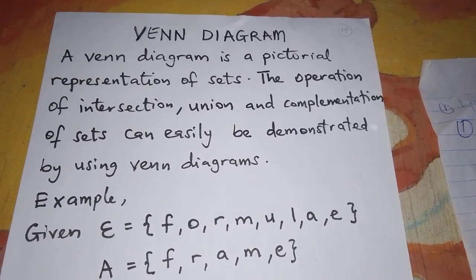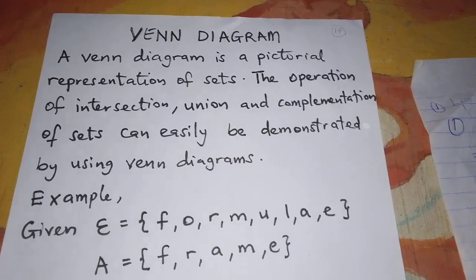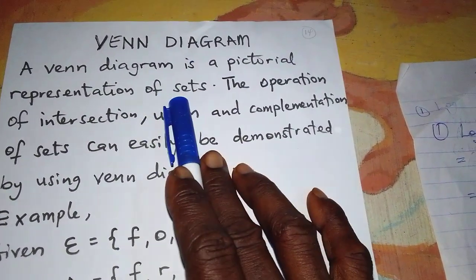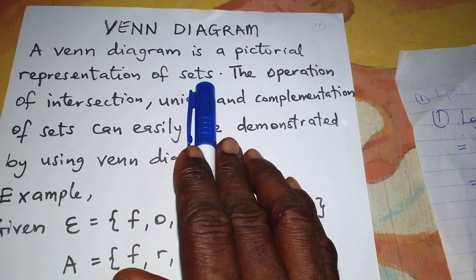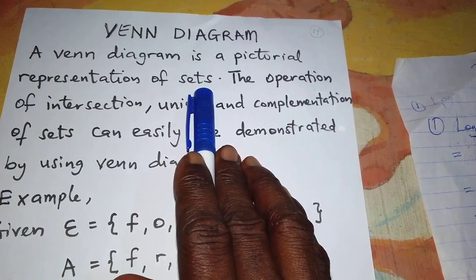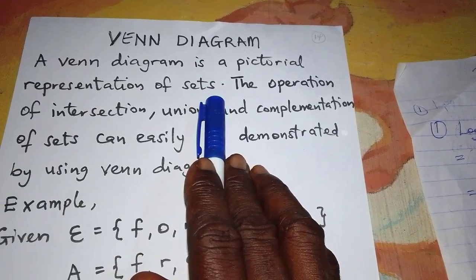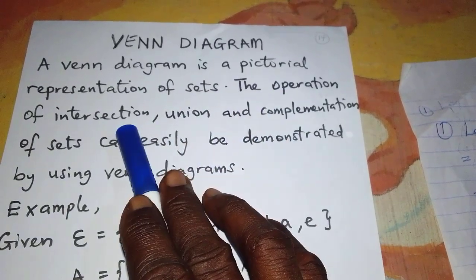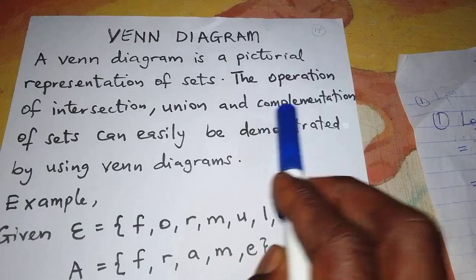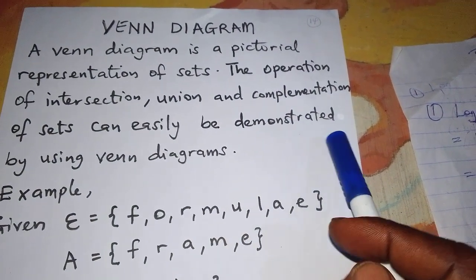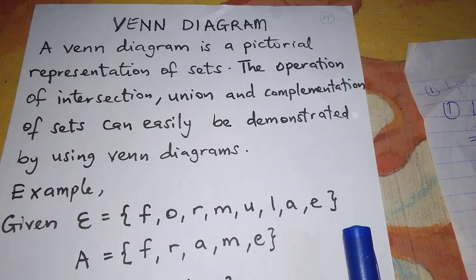Today, we want to consider Venn diagrams. A Venn diagram is a pictorial representation of sets. That is, when you represent sets in the form of pictures. The operations of intersection, union, and complementation of sets can be easily demonstrated using the Venn diagram.